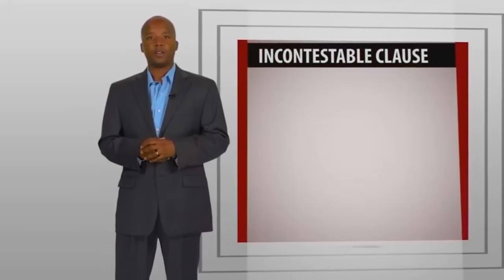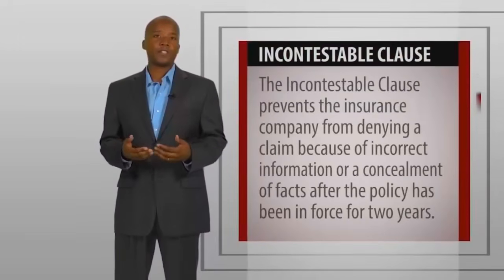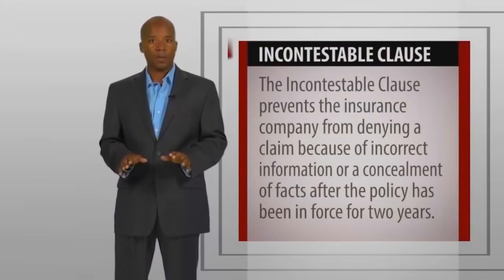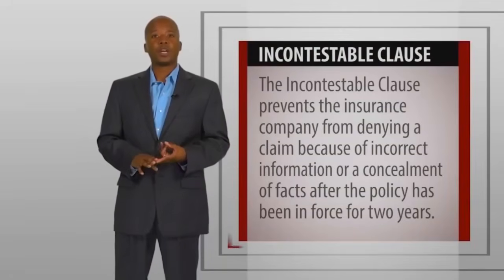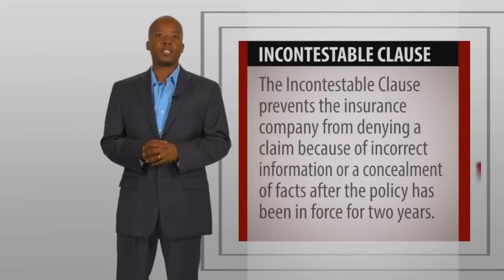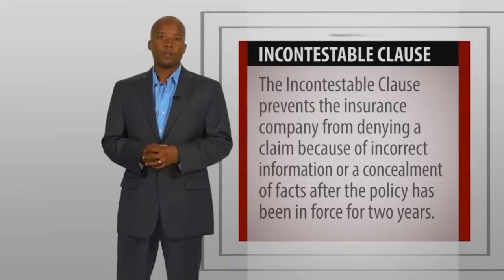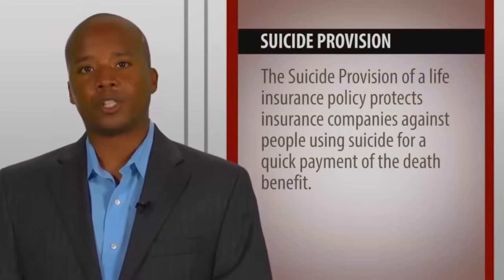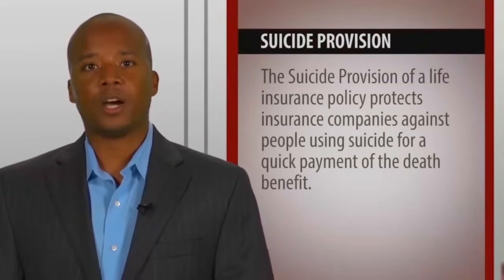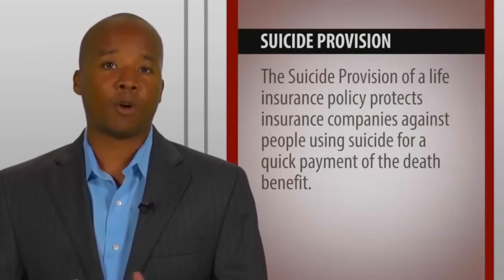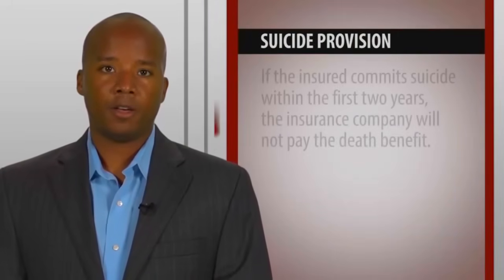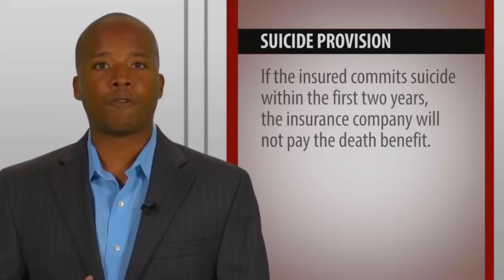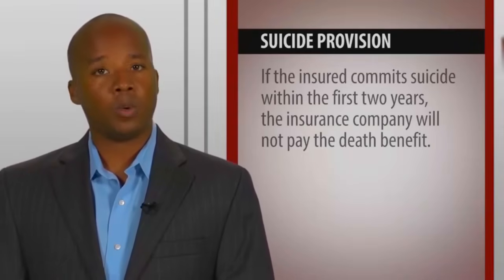Incontestable clause. The incontestable clause prevents the insurance company from denying a claim because of incorrect information or a concealment of facts after the policy has been in force for 2 years. Suicide provision. The suicide provision of a life insurance policy protects insurance companies against people using suicide for a quick payment of the death benefit. If the insured commits suicide within the first 2 years, the insurance company will not pay the death benefit. They will only return the premiums that have been paid.